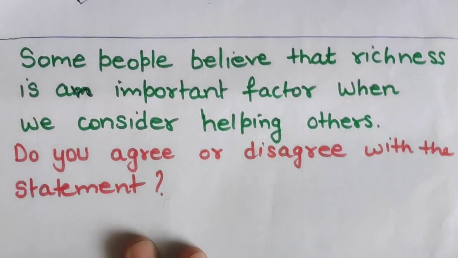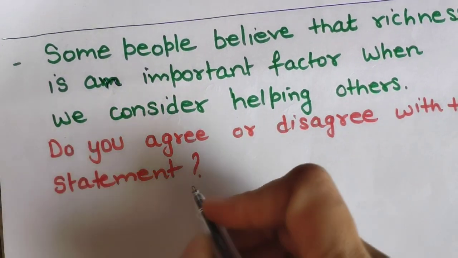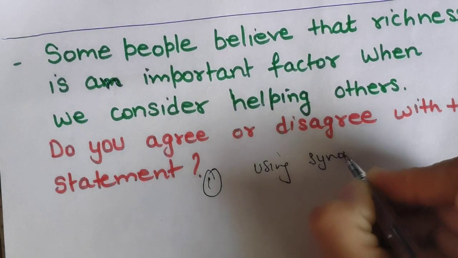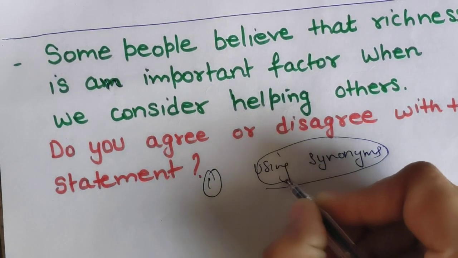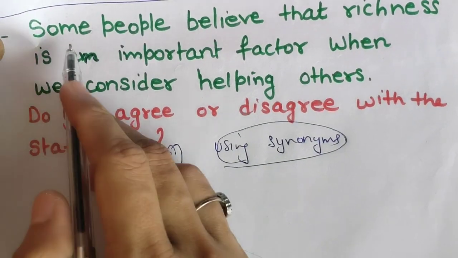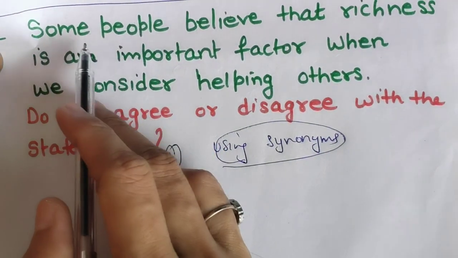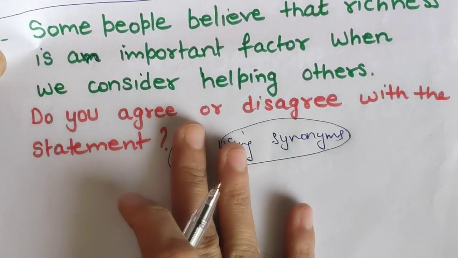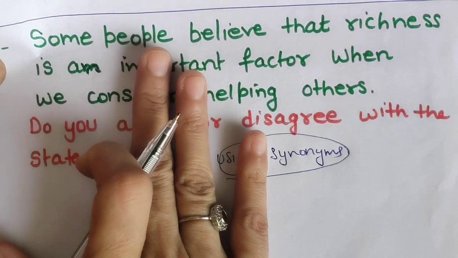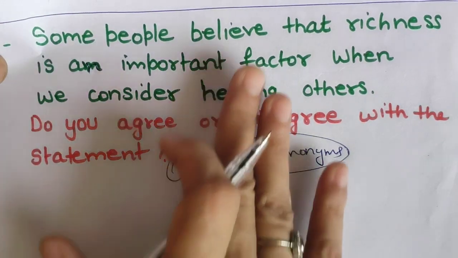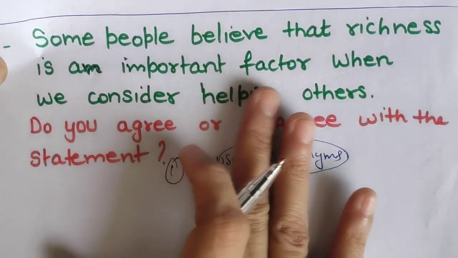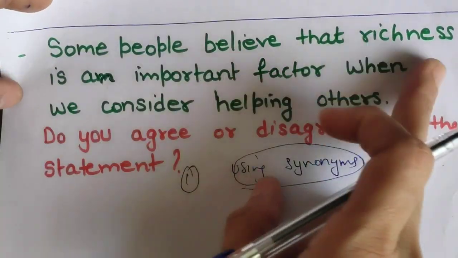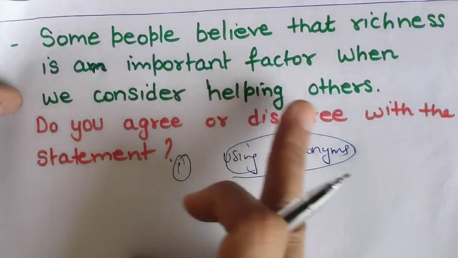Let's start the introduction. Okay, how I'm going to use it. First method is using synonyms. Now for "some people", what am I going to write here? Some people believe that, so we can just write it like this instead of. If you don't have any idea how to write an introduction, then it is better to write synonyms, without disturbing the sequence of the sentence. So: some people believe that richness is an important factor when we consider helping others.